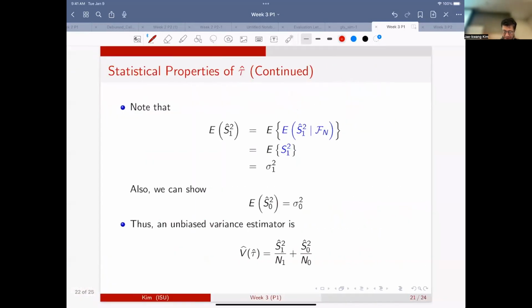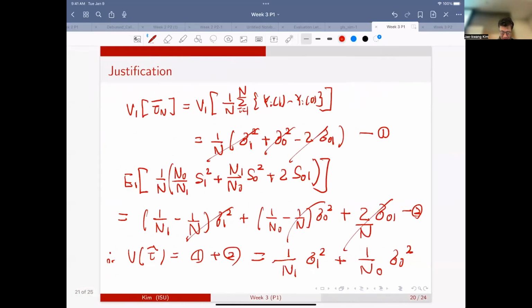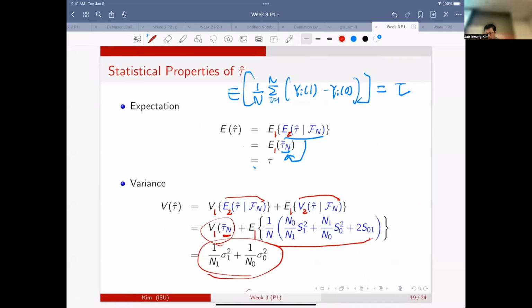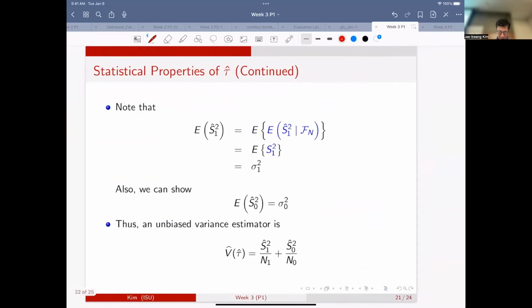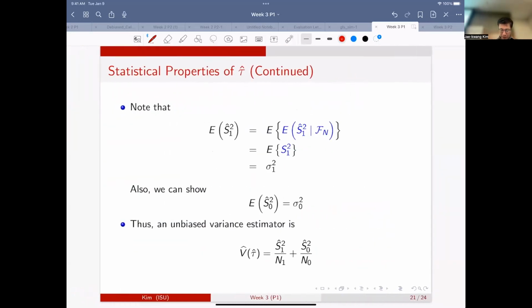So that implies your target parameter for variance estimation is this guy. This is what you want to estimate. And then the only unknown parameters are sigma 1 square, sigma 2 square, and sigma 0 square. So you can use the property of simple random sampling. Basically, this is the sample variance, the sample version of S square.